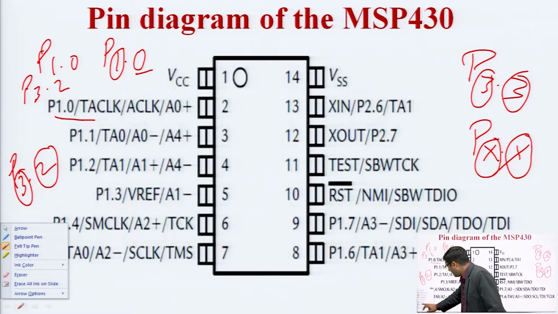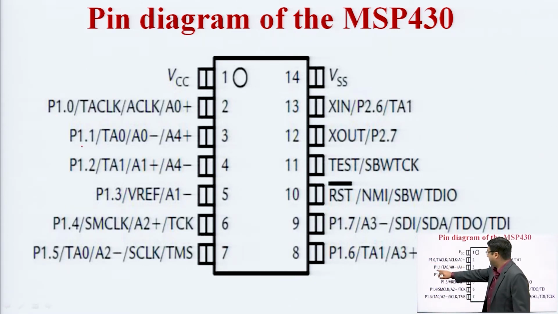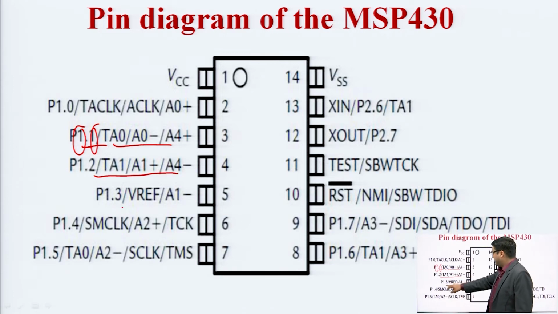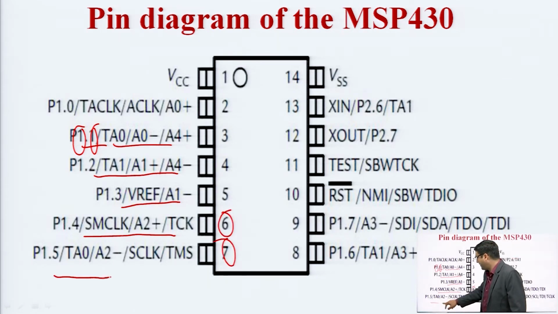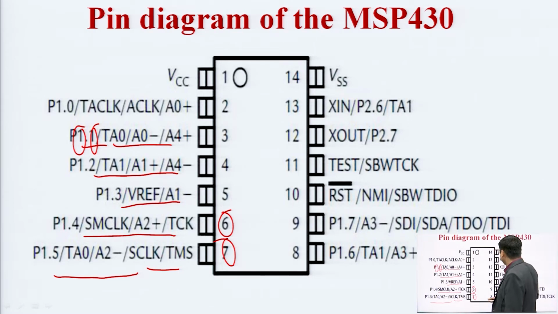P1.1 means port number 1 and pin number 1, TA0, A0 minus A4 plus, then P1.2, P1.3. If you look at all the pins, you can see that no pin has a single function; each pin is dedicated to other functions as well. There are alternative functions for a particular bit. P1.4 is SM clock at pin number 6, and at pin number 7, P1.5, that is the system clock.